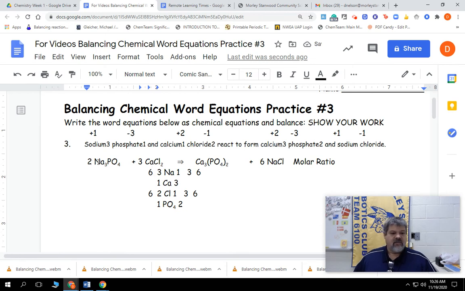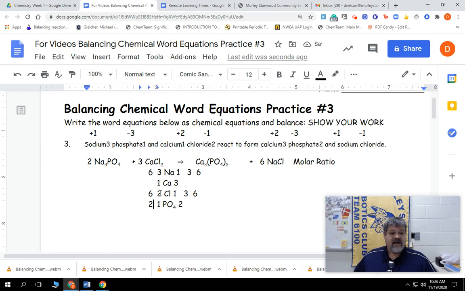But it also changed my phosphate. How many phosphates do I have? Since I have Na3PO4 2 times, we're going to make sure that we have 2 phosphates. So I'm just going to come over here and put in my phosphate as a 2.